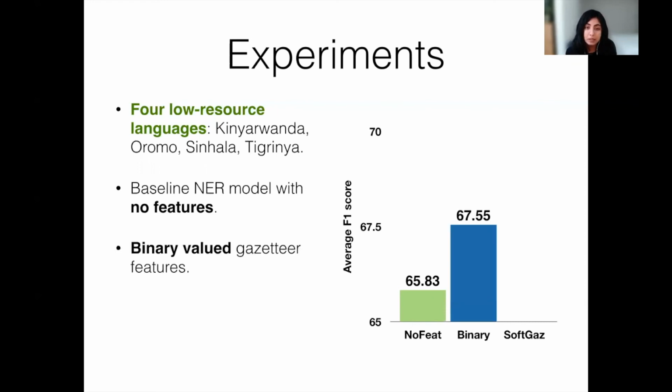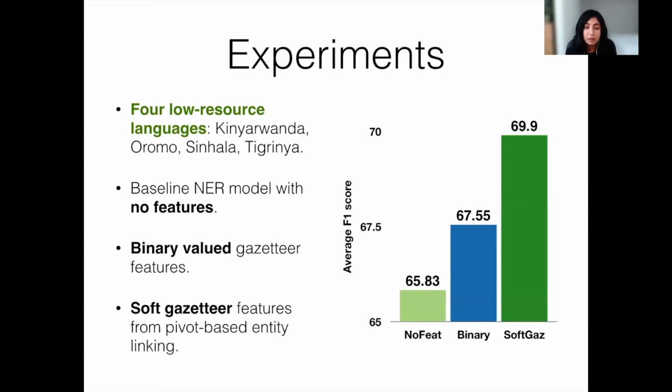We also compare to the existing method of creating binary valued features with a string lookup in the gazetteer. We create the gazetteer from the small number of entities available in the Wikipedias of these languages and create the binary valued features here. This method does improve the F1 score over the model that uses no features at all. Finally, we see that creating soft gazetteer features from the pivot-based entity linking method's candidates and incorporating them into the named entity recognition model results in the best overall performance.